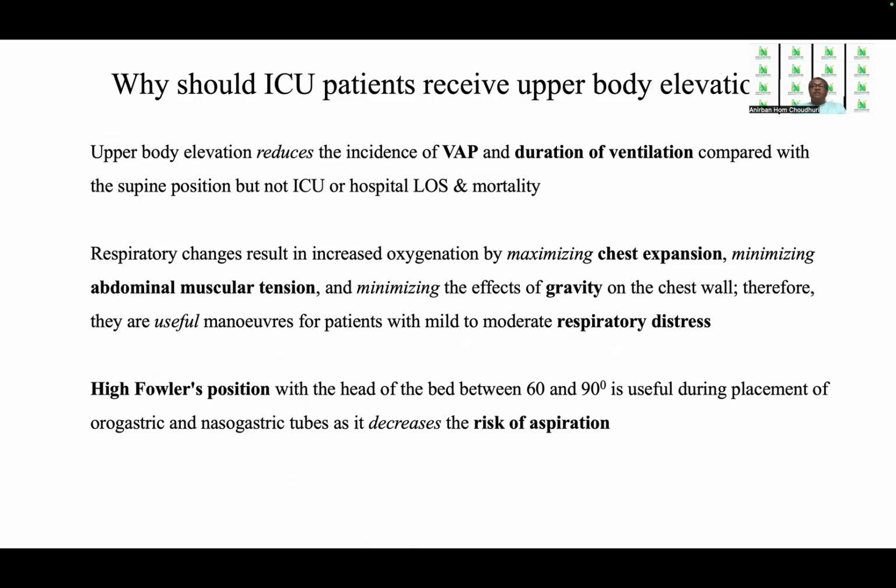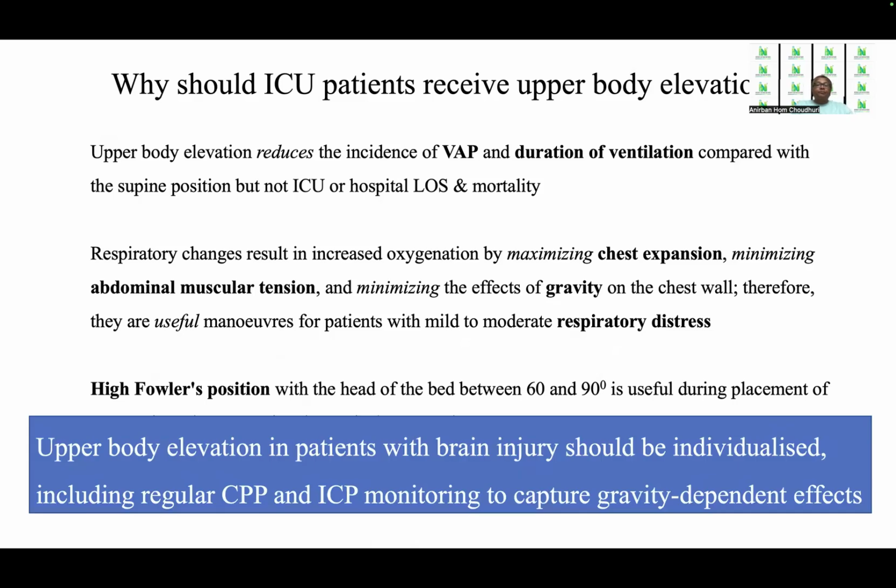Respiratory changes result in increased oxygenation by maximizing chest expansion, minimizing abdominal muscle tension, and minimizing the effects of gravity on the chest wall. Therefore, they are useful maneuvers for patients with mild to moderate respiratory distress. There is one more position called high Fowler's position, where the head of the bed is kept between 60 to 90 degrees, and this position is particularly useful during placement of orogastric and nasogastric tubes, because it reduces the risk of aspiration.